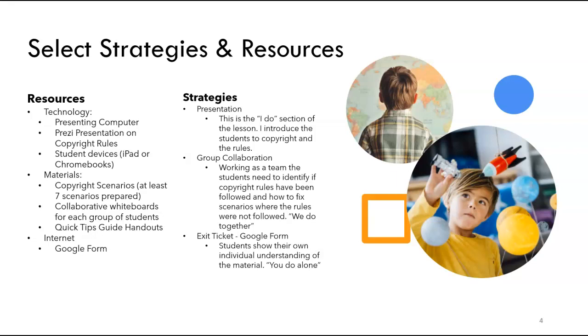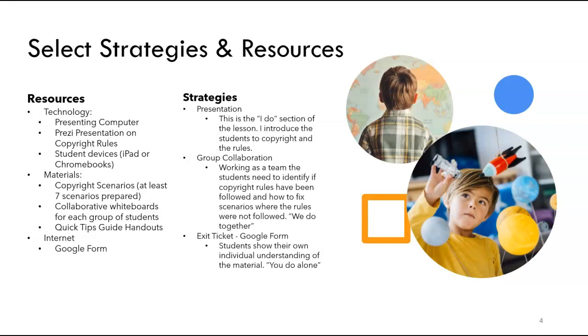Now to select strategies and resources. The resources that I'm going to be using for technology will be a presenting computer, one that's connected to a projection machine, a Prezi presentation on copyright rules, and the students will need their own devices such as iPads or Chromebooks. The materials I will need: copyright scenarios, at least 7 scenarios prepared, collaborative whiteboards for each group of students, and a quick tips guide handout. We will also need the internet so the students can complete a Google form.